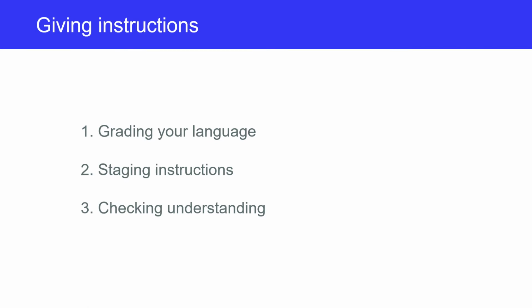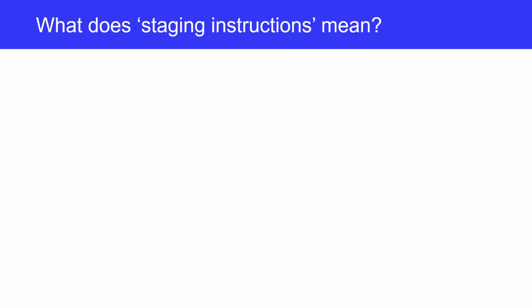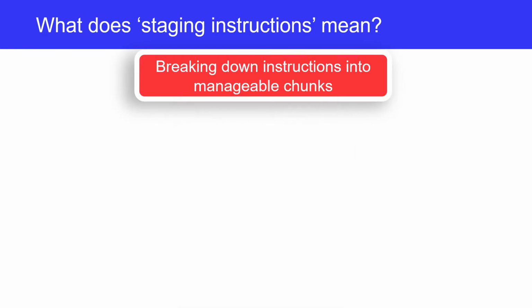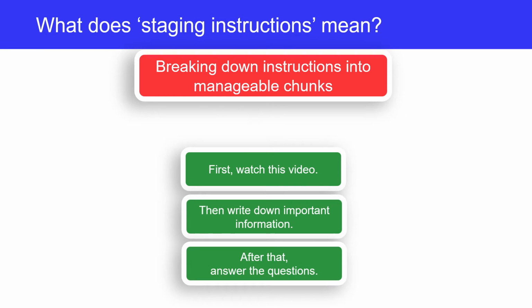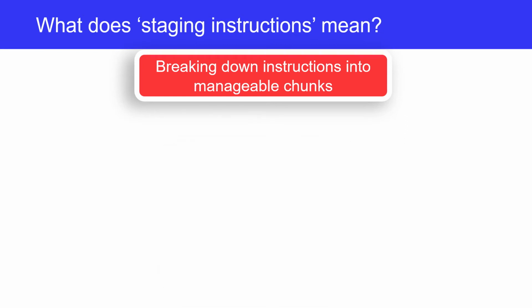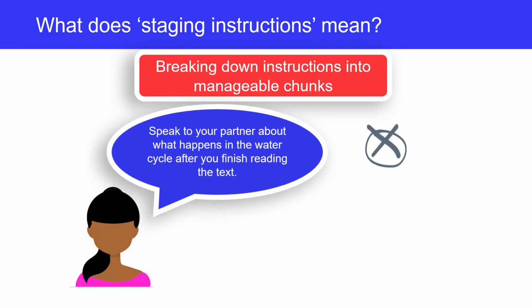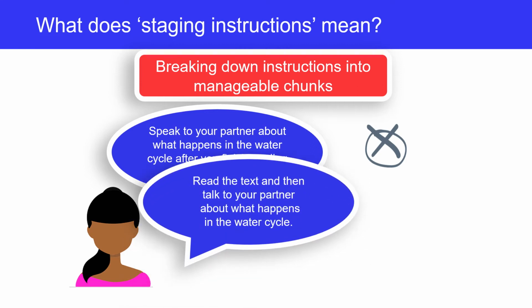Let's look at staging instructions now. Staging instructions means breaking down longer instructions into smaller, more manageable chunks. It also means giving instructions in the order that you want learners to do them. For example, if you say, speak to your partner about what happens in the water cycle after you finish reading the text, there are 2 tasks here. First, learners need to finish reading the text, then they speak to their partner. Therefore, it's helpful for learners if you give the information in sequential order. For instance, read the text and then talk to your partner about what happens in the water cycle.